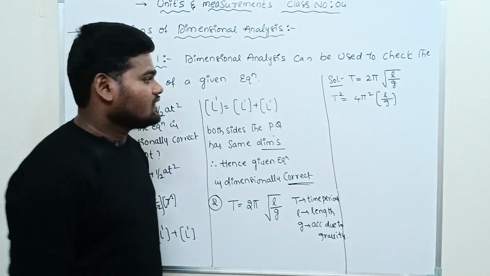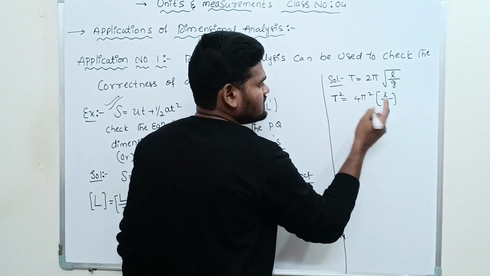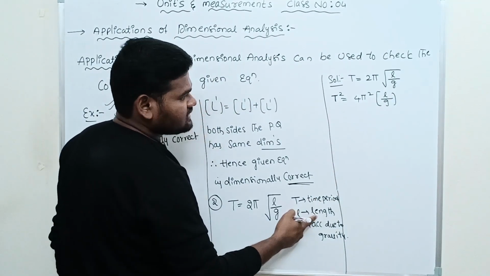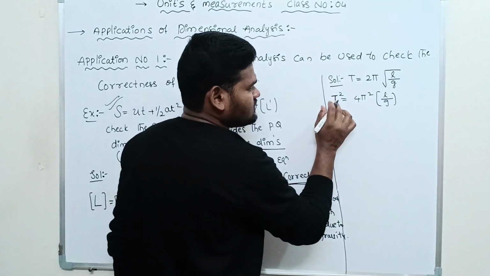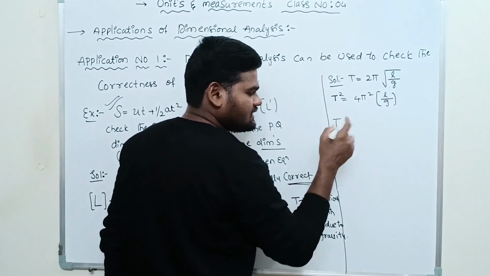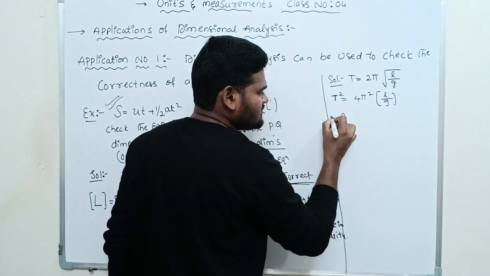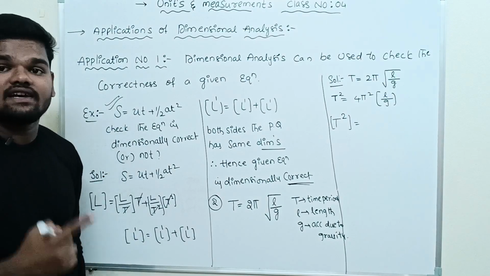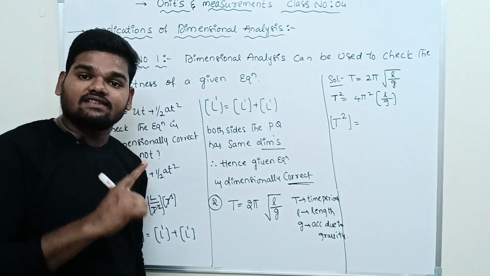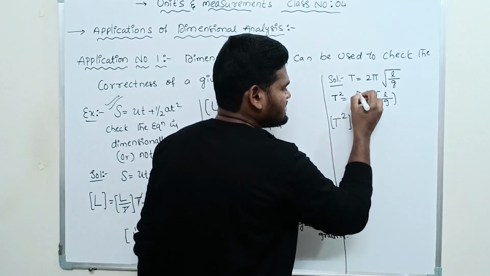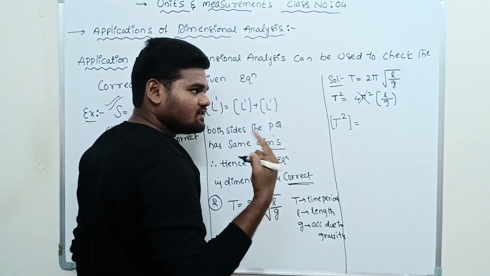Are you getting? Okay. So what is g? Acceleration due to gravity. L means length. T means time period. So the dimensional formula for time is capital T only. T square equals 4 pi square, which is a constant term. A constant has no dimensional formula, so 4 pi square does not have any dimensional formula.